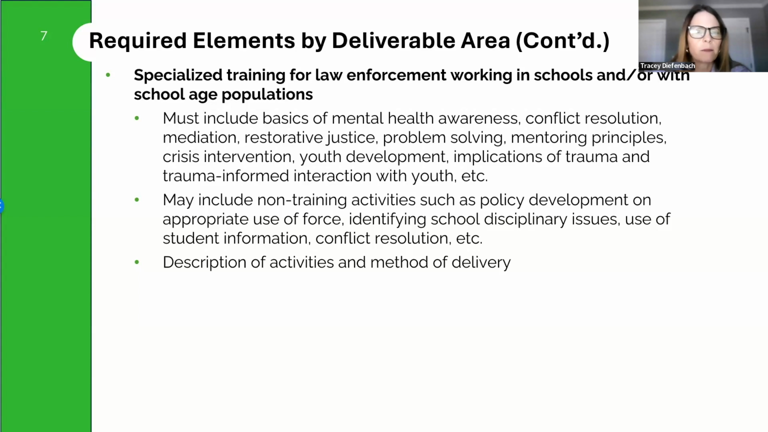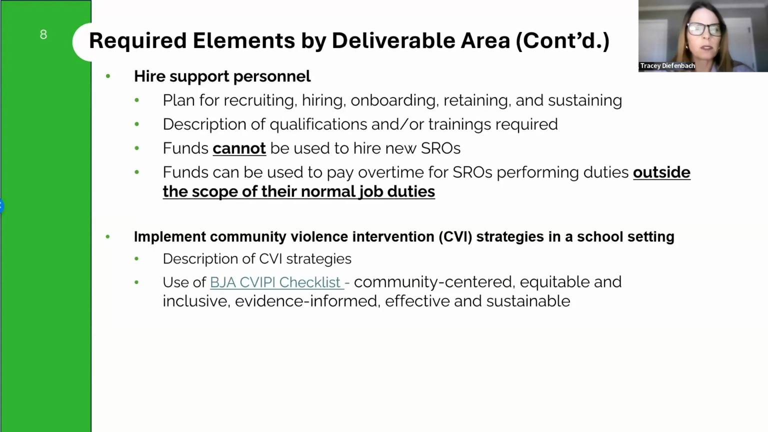Area 5 is hiring school support personnel, and the narrative must include the plan for hiring, onboarding, and training, along with retaining and sustaining positions beyond the life of the grant. The new hires can be part of a co-responder model, or they can work independently in the school. All of this work needs to be reflected in your activities and timeline.